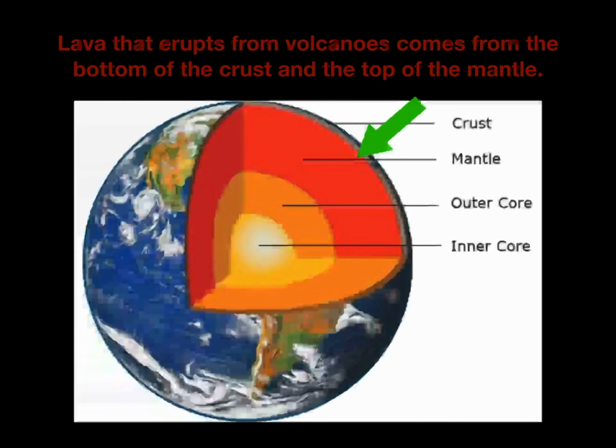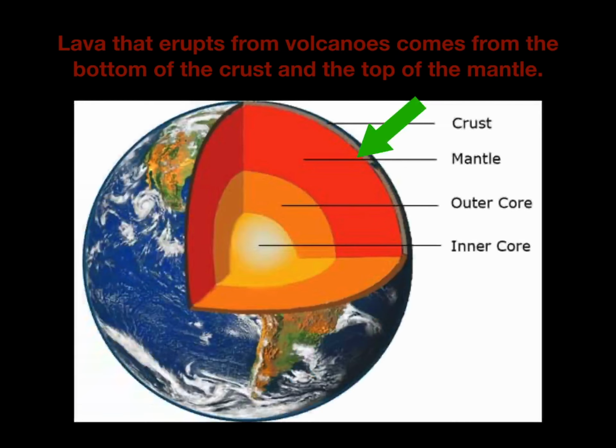Lava that comes from volcanoes is actually found at the bottom of the crust and at the top of the mantle. So I put a green arrow there for you to see. It's not super far down actually. It's just right at the bottom of the crust and at the top of the mantle where we have the area that the lava actually comes from. So in that red section of the Earth in this picture, that's kind of where the lava is coming from.